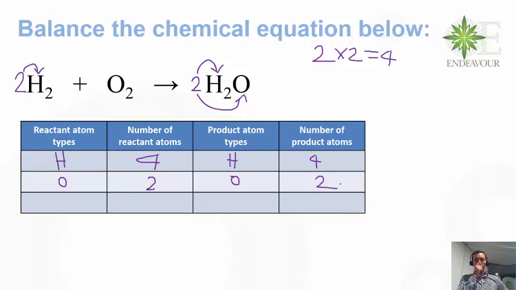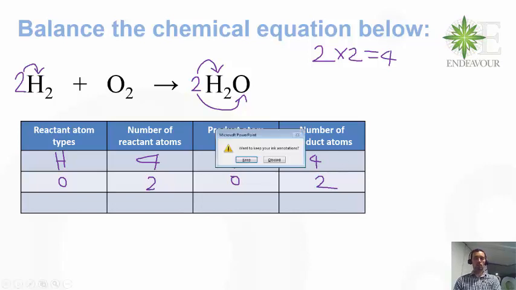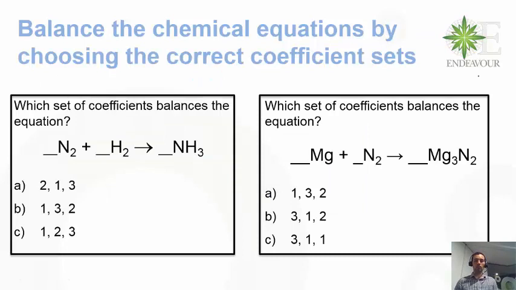So is the equation balanced? Have I got it correct? The answer is yes, because we've got the same number of oxygen and hydrogens on both sides of the chemical equation. Okay, so now we've got a couple of different variations of these balancing chemical equations questions here.